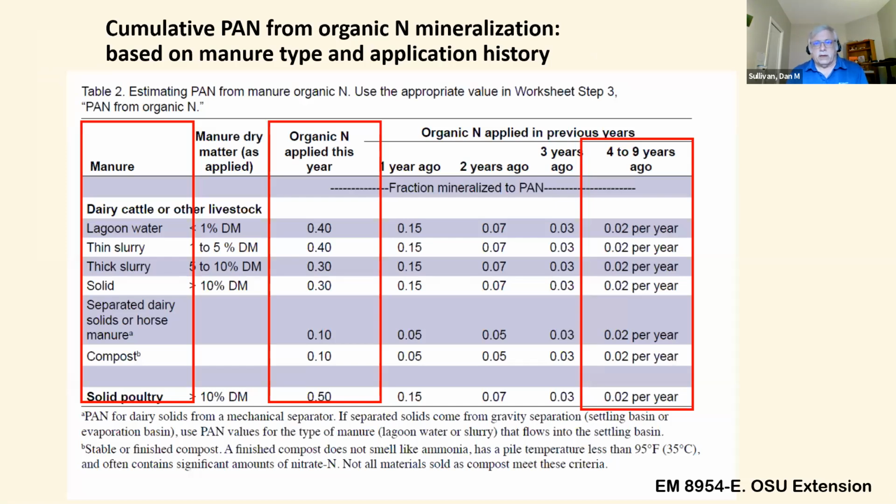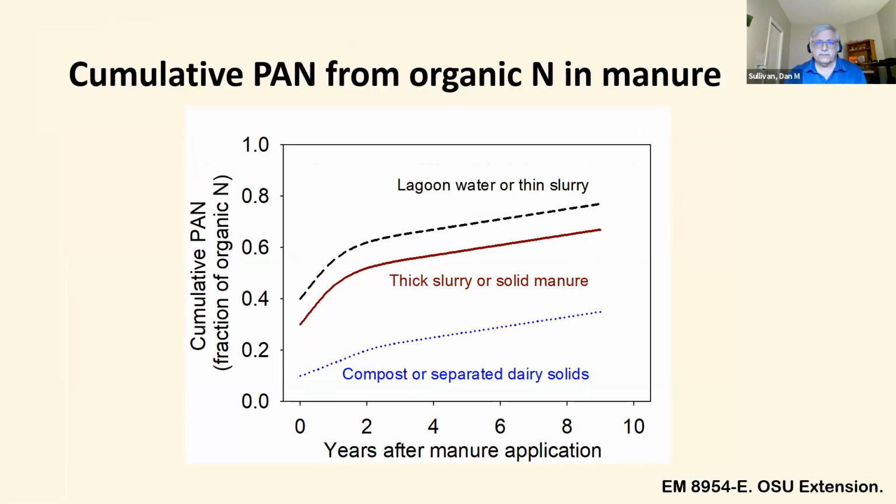So in our tool, we have a lookup table for organic nitrogen. And here the different kinds of manure are in the far left column. The mineralization rate of how much of the organic nitrogen is mineralized for year 1 is in organic N applied this year. Go to the right and you get the mineralization series, or the amount mineralized by year.